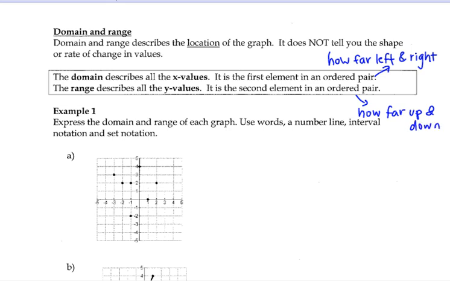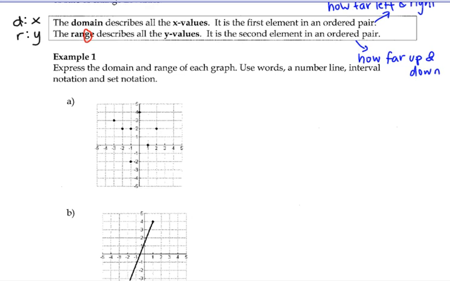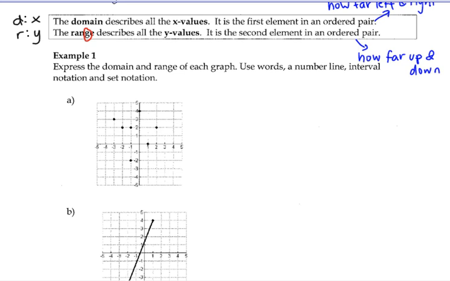Now you must know that domain is x, range is for y. It's alphabetical, right? X comes before Y, D comes before R. Also range, I've heard this before, looks like the G kind of emulates the Y. It's a little weak. Just know which one's which, please. You have to know that. Don't want to mix those up. That's no fun.